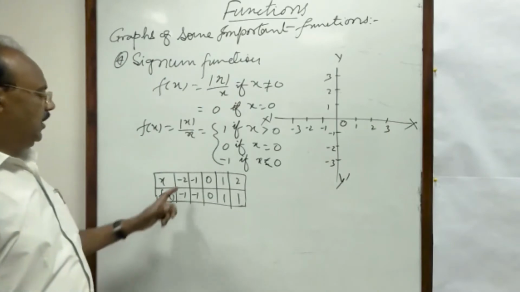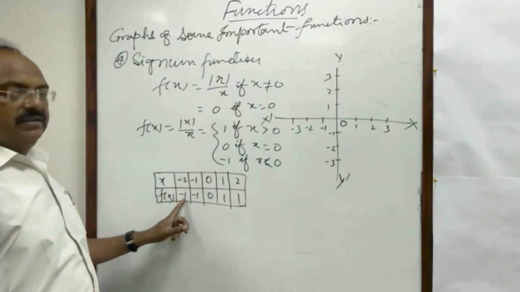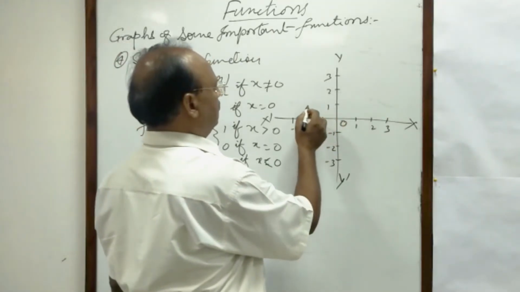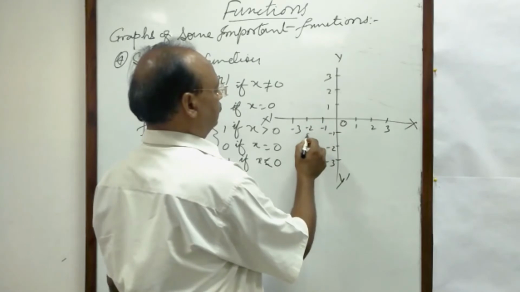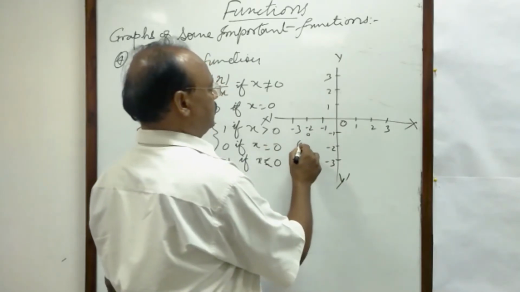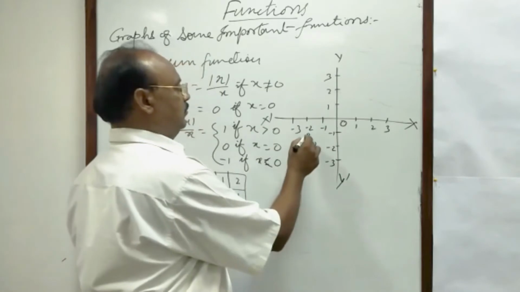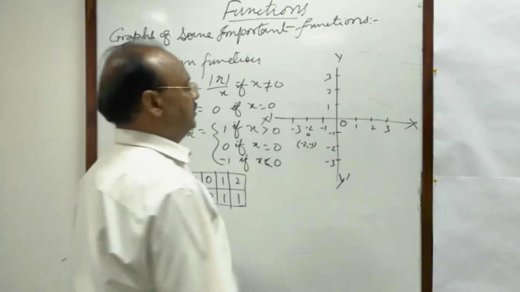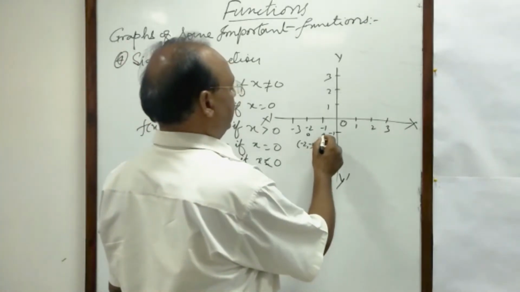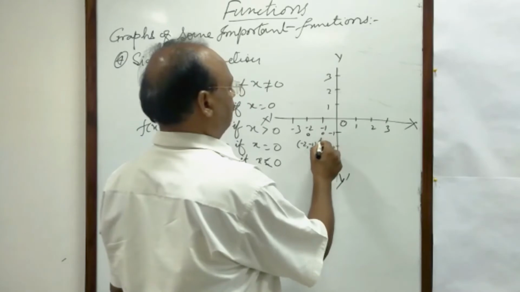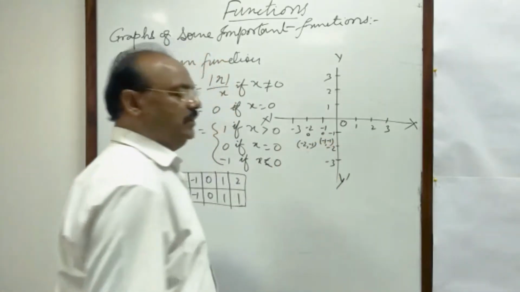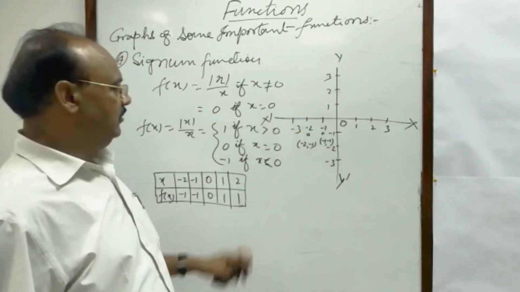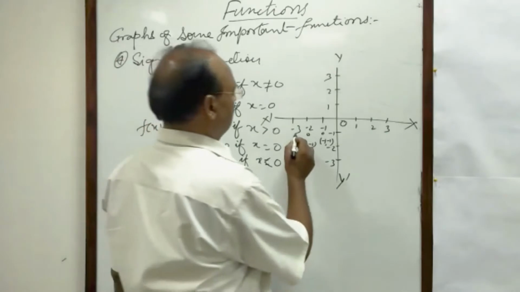First of all, let us take the point x equal to minus 2 and y equal to minus 1. So x equal to minus 2 and y equal to minus 1 will be a point here. Second is minus 1, minus 1: x is minus 1 and y is minus 1, the point will be here. So let us join these points and draw a curve here. This will be like this.